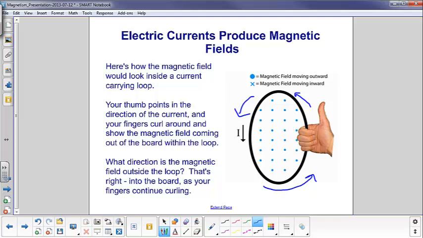Now, what about the magnetic field outside the loop? Once my fingers curl out of the loop and they start hitting my hand, which way are they pointing? They're pointing into the page. So the magnetic field outside the loop, and this would be true everywhere, all the way up here, anywhere I put my hand, once my fingers curl out of the page inside the loop, they then go into the page outside the loop. So inside they're coming out, outside they're curling in.